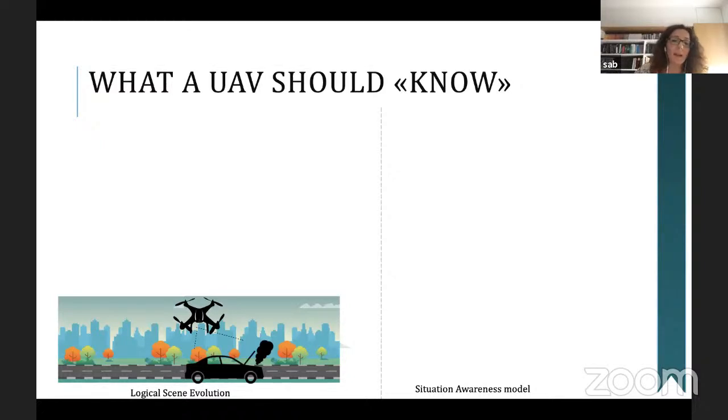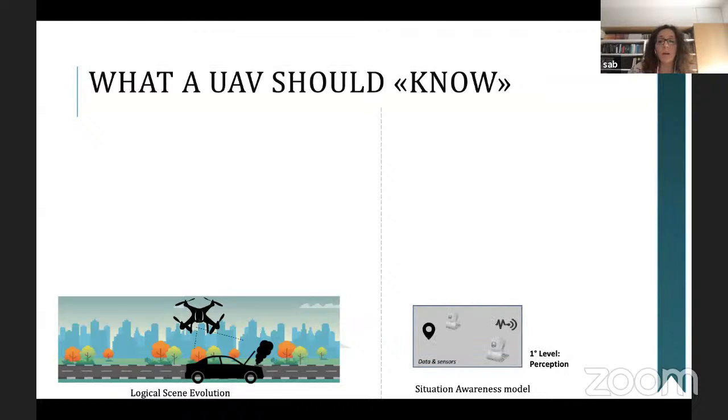Let's suppose that we have a car stopped on the road. So, for instance, it is a broken car, and there is some smoke coming from it. A UAV flying over this area recognizes this situation, sees this car, and in this moment, I want to apply the situation awareness model. Try to achieve the first level of the situation awareness model, the perception.